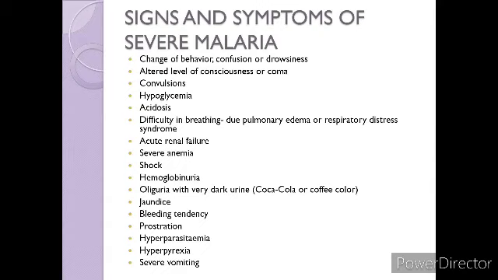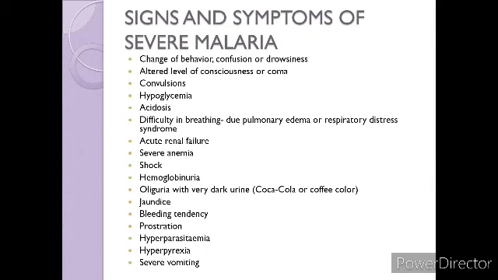We have convulsions. Convulsions, this is the sudden irregular body movements caused by involuntary contraction of muscles. Then we have hypoglycemia, which means low blood glucose. Then we have acidosis. This is accumulation or buildup of acid within the bloodstream. There is difficulty in breathing, which is due to pulmonary edema. Pulmonary edema, which is also called wet lung.